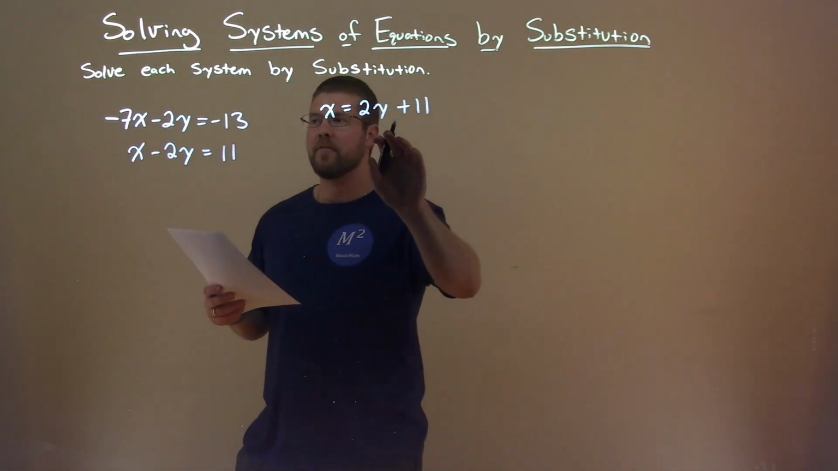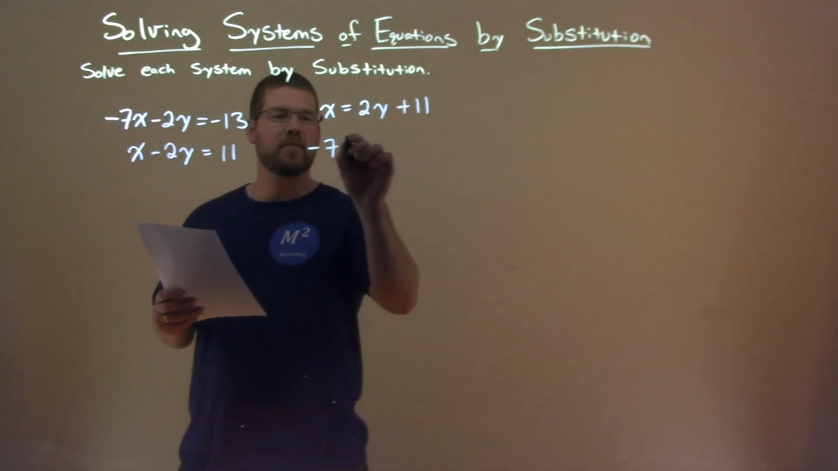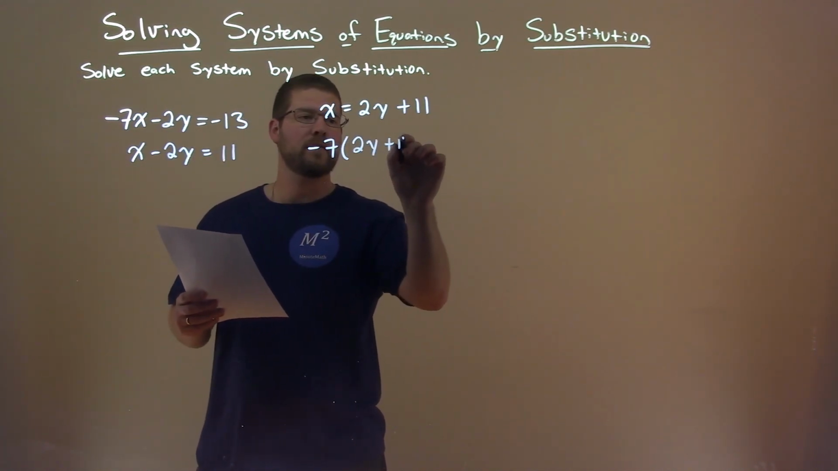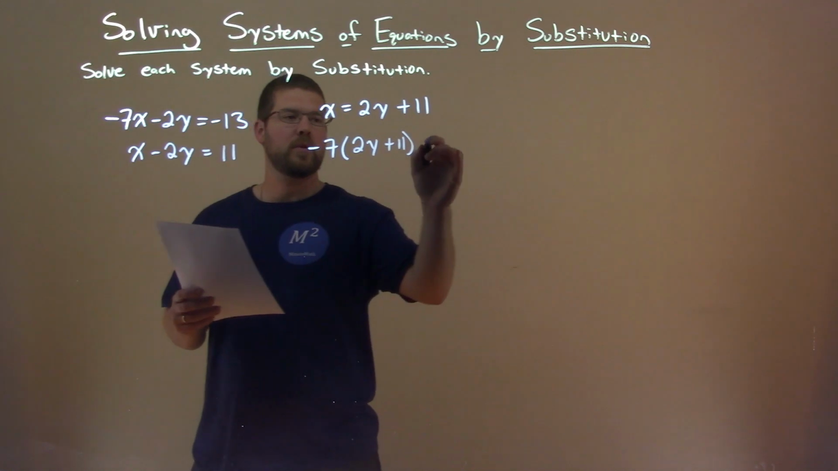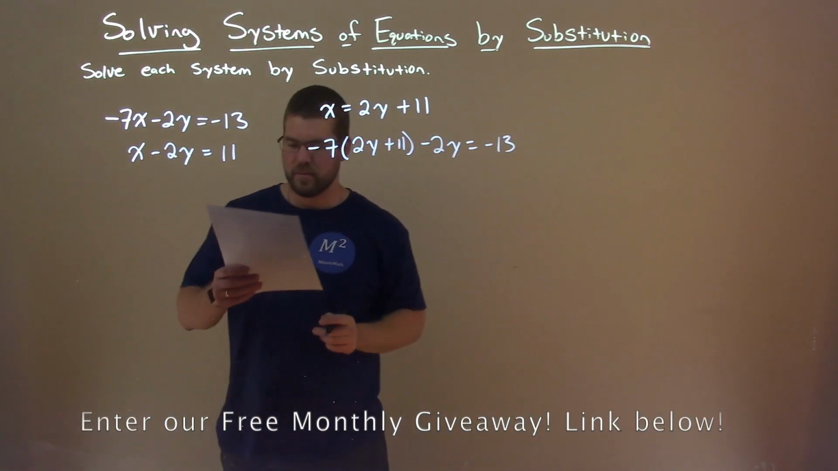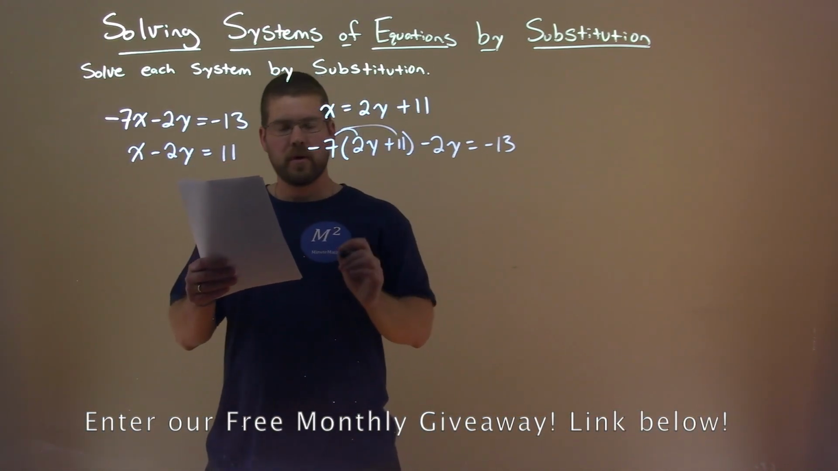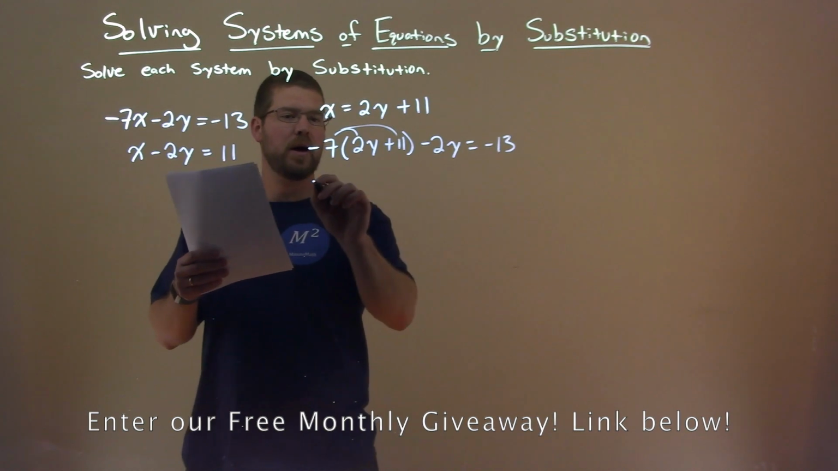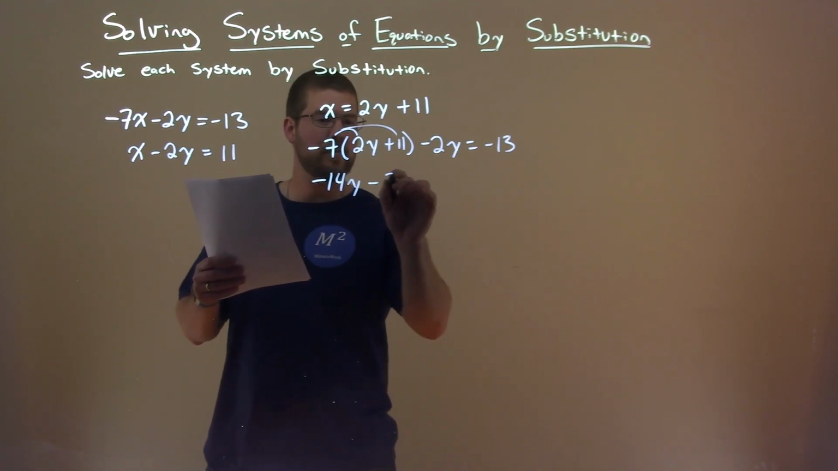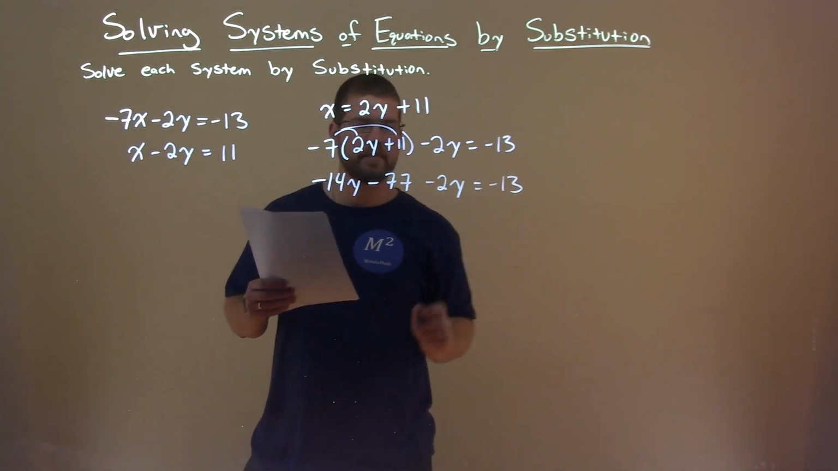We then can take that information and plug it into the x value in the first equation. Minus 7. Now instead of x, we plug in 2y plus 11, and we finish the first equation. Minus 2y equals negative 13. Hence that substitution right there. We distribute the minus 7 to both parts. Minus 7 times 2y is a minus 14y. Minus 7 times 11 is a minus 77. And a minus 2y here, and then negative 13.